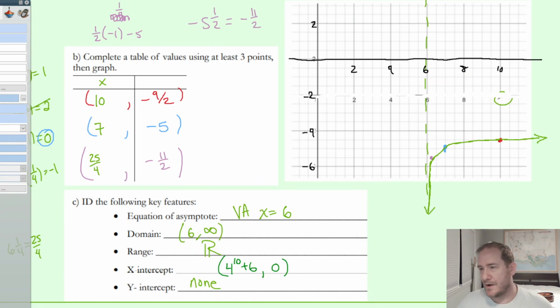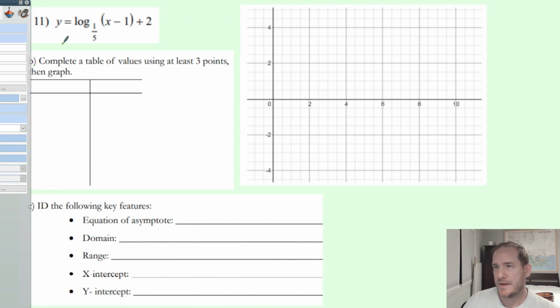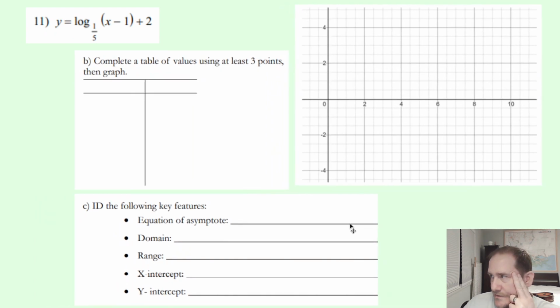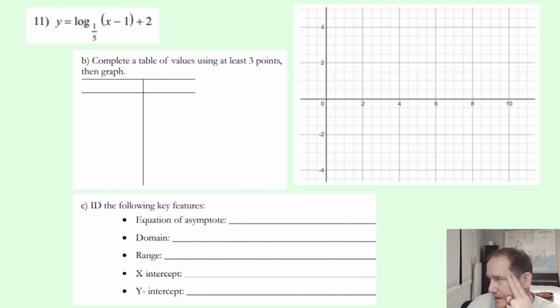Alright, I'm back. Alright, that was one example. Here's another. The big change here is your base is now a fraction, but guess what? That's not actually a big change, because you still want to choose your x's wisely. You're going to evaluate at the base, 1/5 to the 1, 1/5 to the 0, and 1/5 to the negative 1, sorry. In this case, the negative 1 is easier, because you take the reciprocal of the base, you get 5, which is a whole number. So you know that you'd want to evaluate at 6.